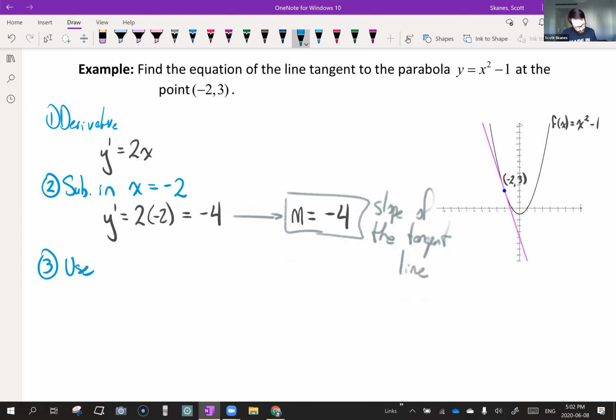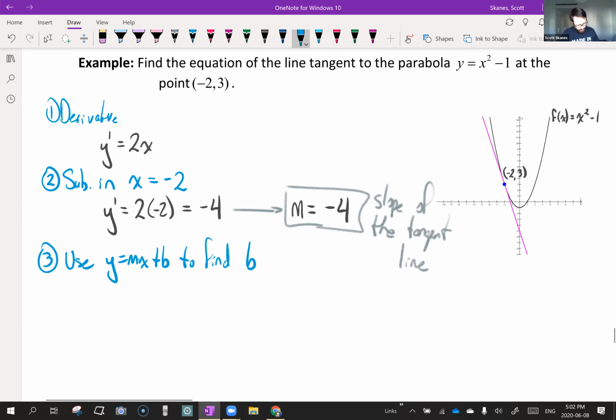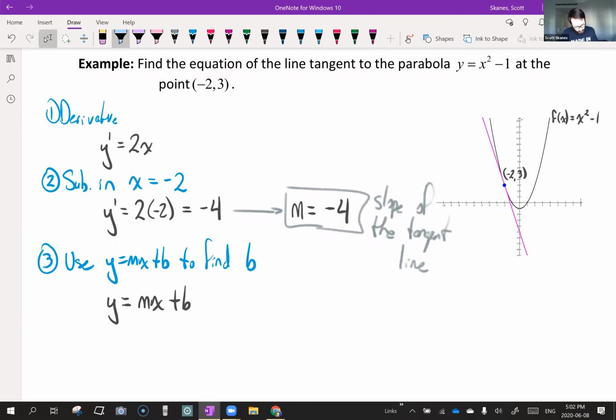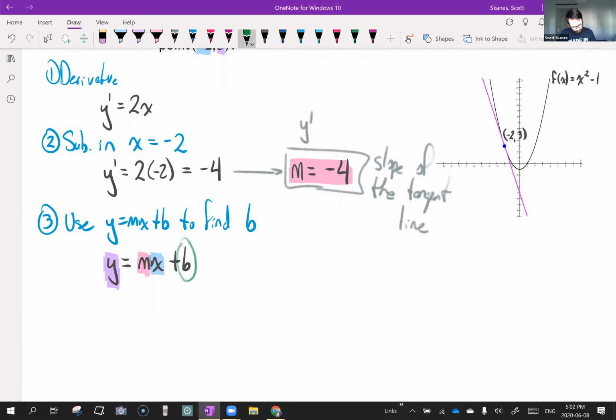What we're going to do here is use y equals mx plus b to find b. What does that mean? We've done it before. Well, let me show you. Y equals mx plus b. We actually know all the information except for b. The x value was given. The y value was given. Even m is given in its own way. We just solved for it. In other words, y prime is m if we solve for it. So we can find b. We just need to find this b value.